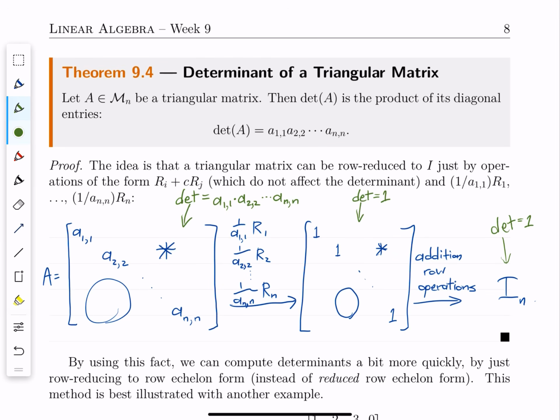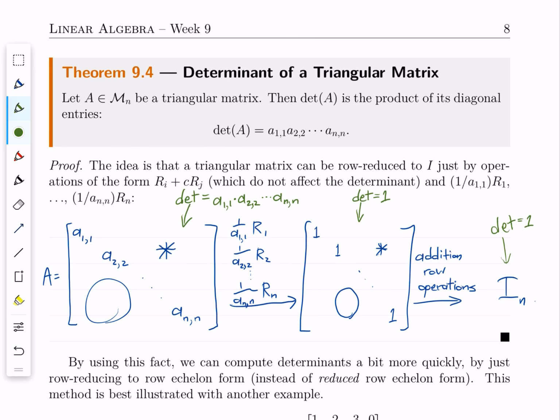So I made a couple assumptions going through this proof, and the big one that we haven't dealt with is, well, what if one of these diagonal entries equals 0, right? Because then I can't do this row operation here. I can't do this multiplication operation to scale it to be 1. And so it turns out that if you have a triangular matrix and one of its diagonal entries is 0, then you know right away it's not invertible, which means that its determinant must be 0. Again, that was a theorem from earlier.